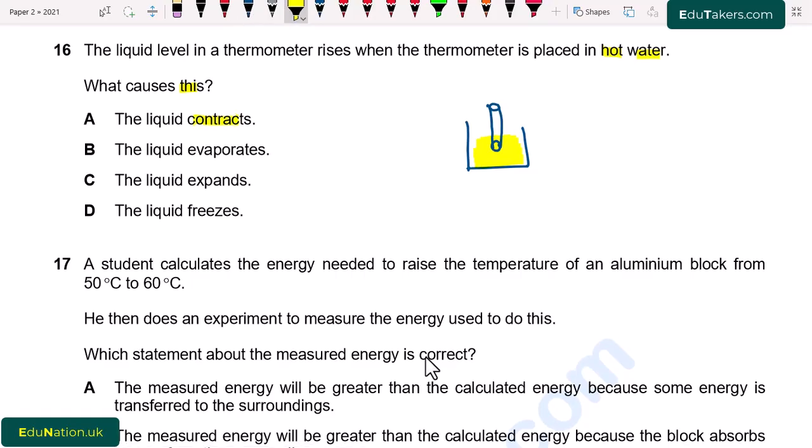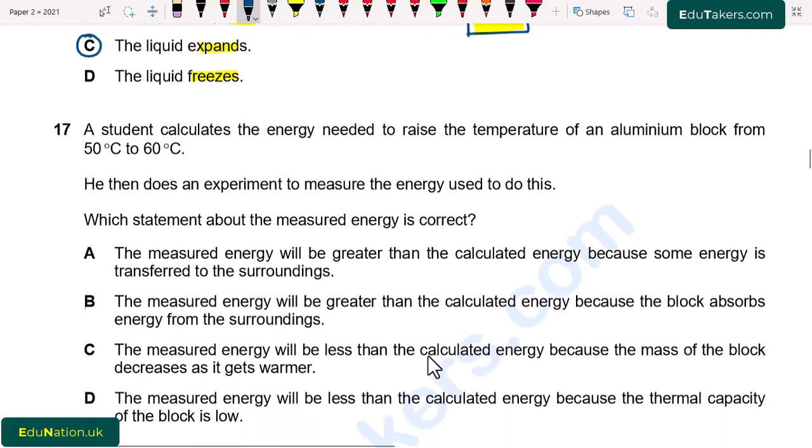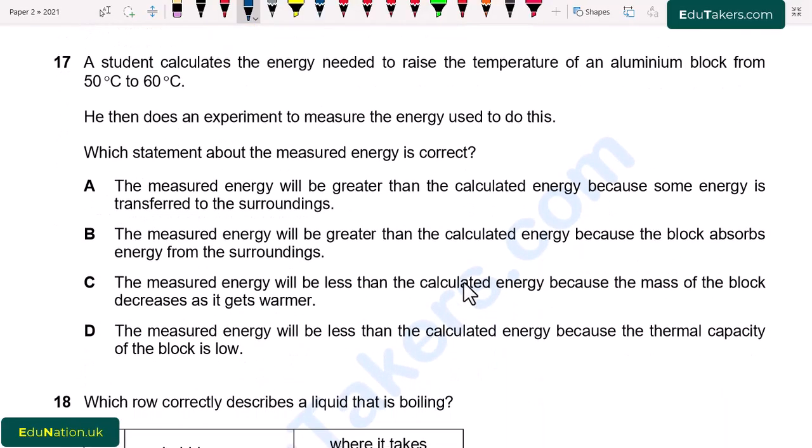MCQs. A. The liquid contracts. B. The liquid evaporates. C. The liquid expands. D. The liquid freezes. When we increase the temperature, then the object expands. So here water is hot. The temperature of water is very high. So there will be the expansion of the liquid which is inside the thermometer. So from here option C is correct, that the liquid expands.